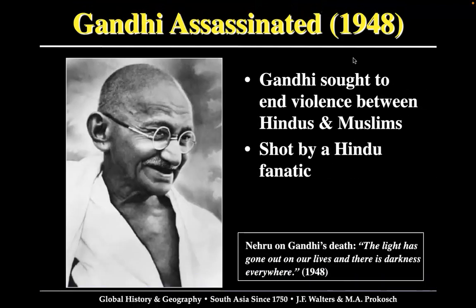So, Gandhi never became prime minister. He was getting fairly old at that point anyways, but he does get assassinated in 1948. A very radical Hindu is the one who shot him. He basically was upset with Gandhi trying to promote good relations between Hindus and Muslims, and he was murdered for it in 1948.